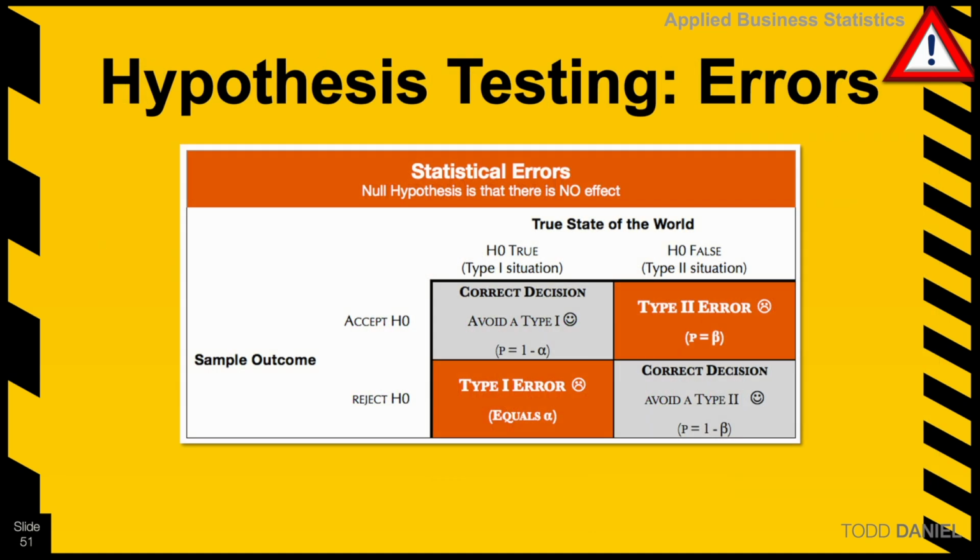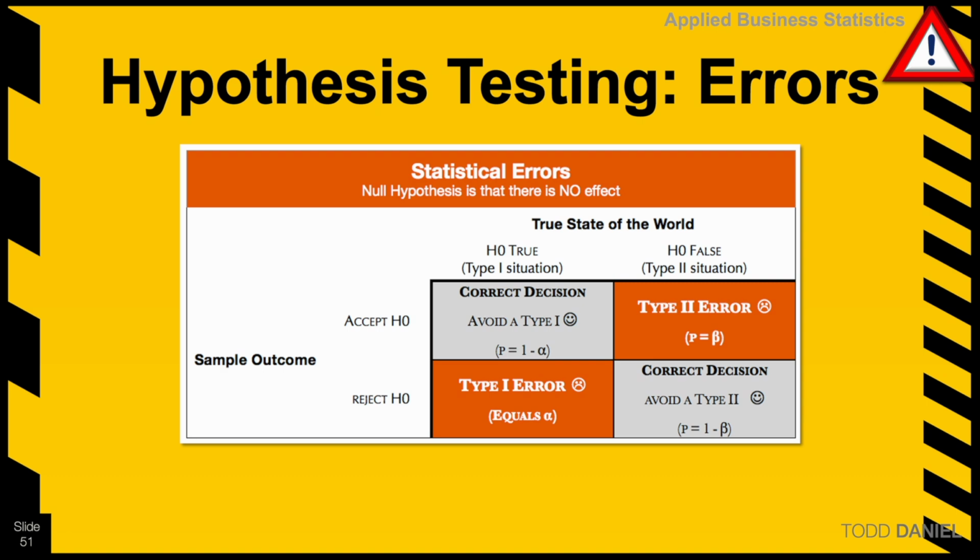Here is how our textbook and many textbooks spell this out. They'll give you a chart that looks like this, where we have the true state of the world, and we have the sample outcome, which would either be accepting or rejecting the null hypothesis. We know that thing about the null hypothesis and accepting, but those are the terminologies they often use. So if you accept the null hypothesis and the null hypothesis is true, that's correct.